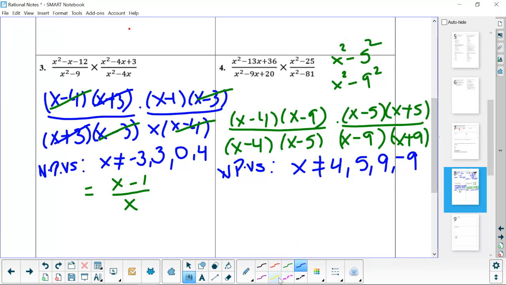Okay, now let's cancel out the common factors. So x minus 4 cancels out with x minus 4. X minus 5 cancels out with x minus 5. X minus 9 cancels out with x minus 9. So in the numerator, we are left with x plus 5, and in the denominator, we have x plus 9. So our answer is x plus 5 divided by x plus 9.